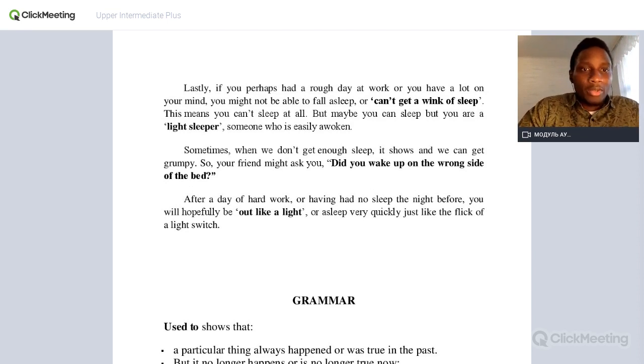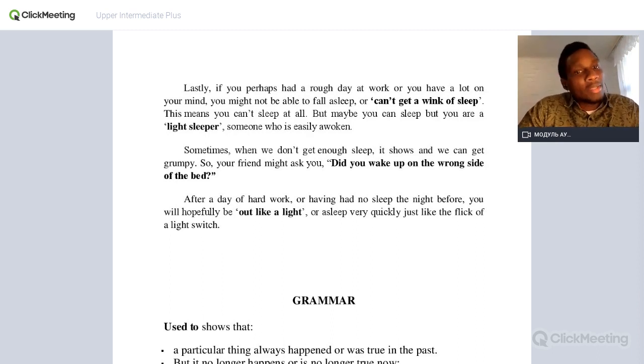Now, sometimes when we don't get enough sleep, we can get grumpy. What is grumpy? Grumpy means you're irritable, you're not in a good mood, and you just wake up angry. You're not happy about some things. You don't feel satisfied because you probably didn't get a good night's rest. And then people will ask you, "Oh, did you wake up on the wrong side of the bed?" That's what it means. Basically, it means, did you sleep well?